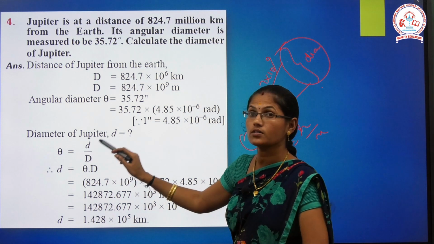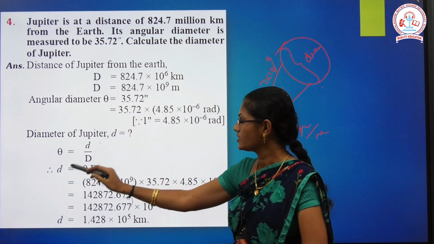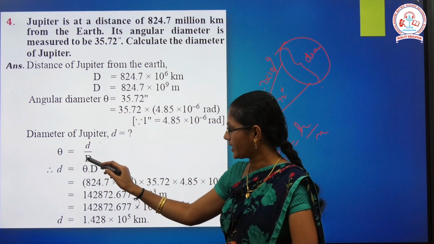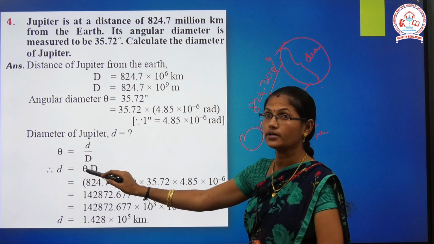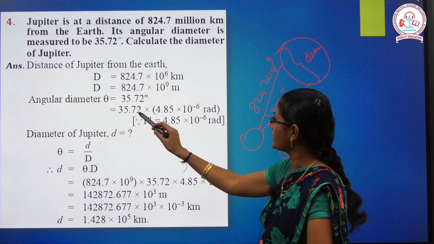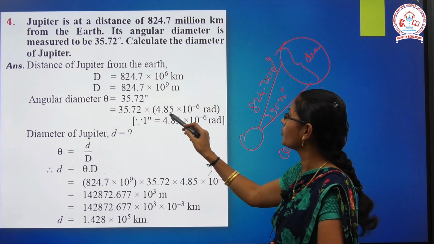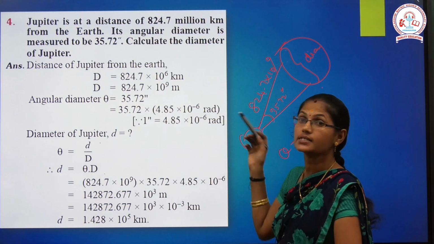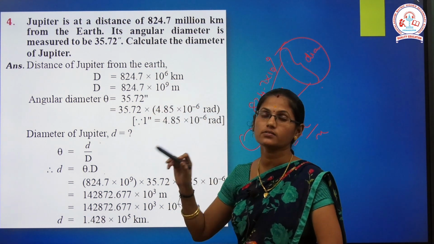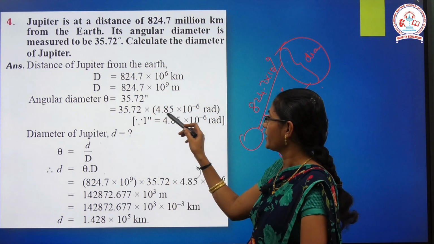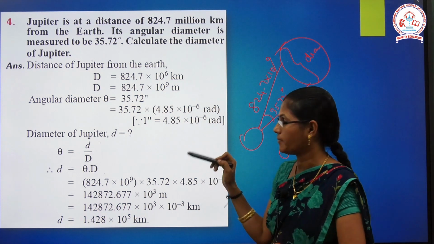So theta is equal to small d by capital D. So small d is equal to theta times D, since the capital D is divided on one side and moves across by multiplication. Already you know the theta value, that is 35.72 into 4.85 into 10 power minus 6 radians. Since the given values are in seconds, we have to convert to radians by multiplying by 4.85 into 10 power minus 6.